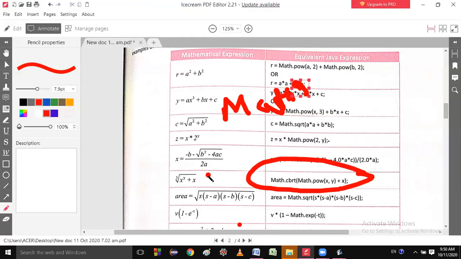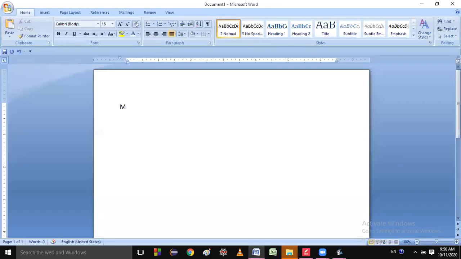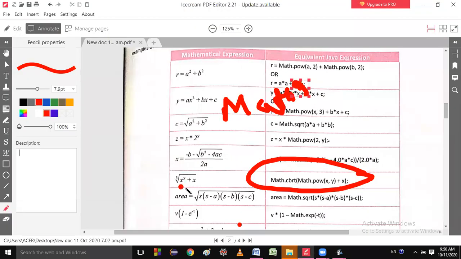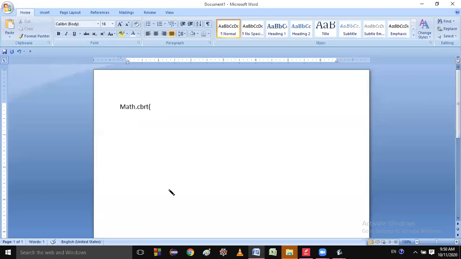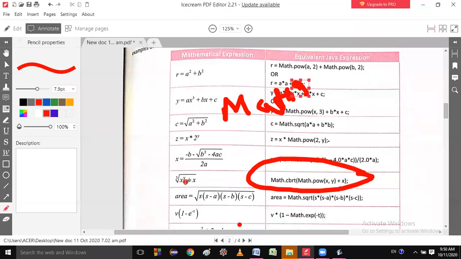You will write Math.cbrt, bracket. Next one, then the last one: V into 1 minus... Let me explain for the girls. Math.cbrt. Then again there is x power y, which you will write.